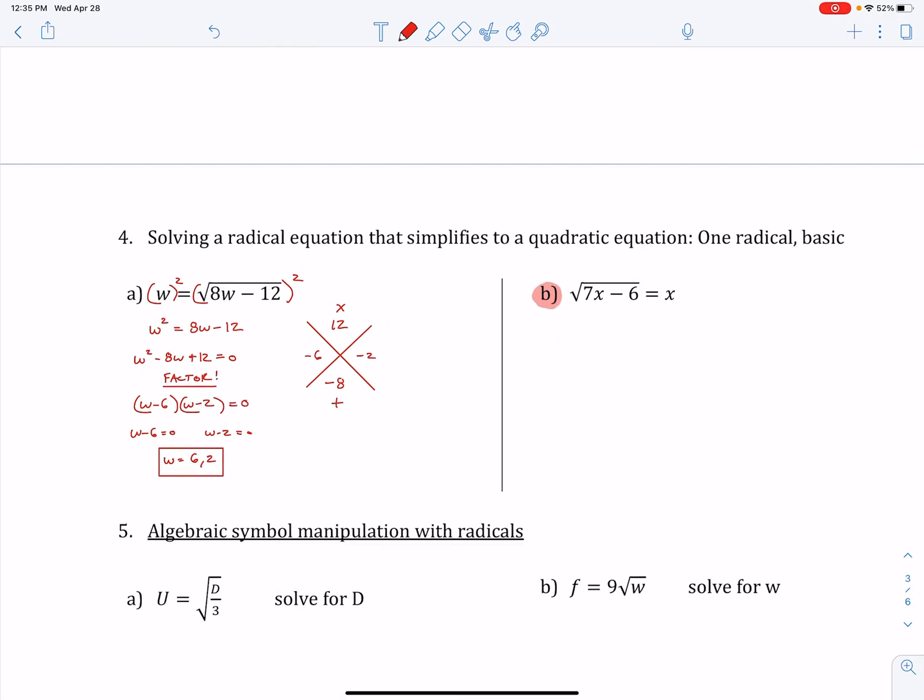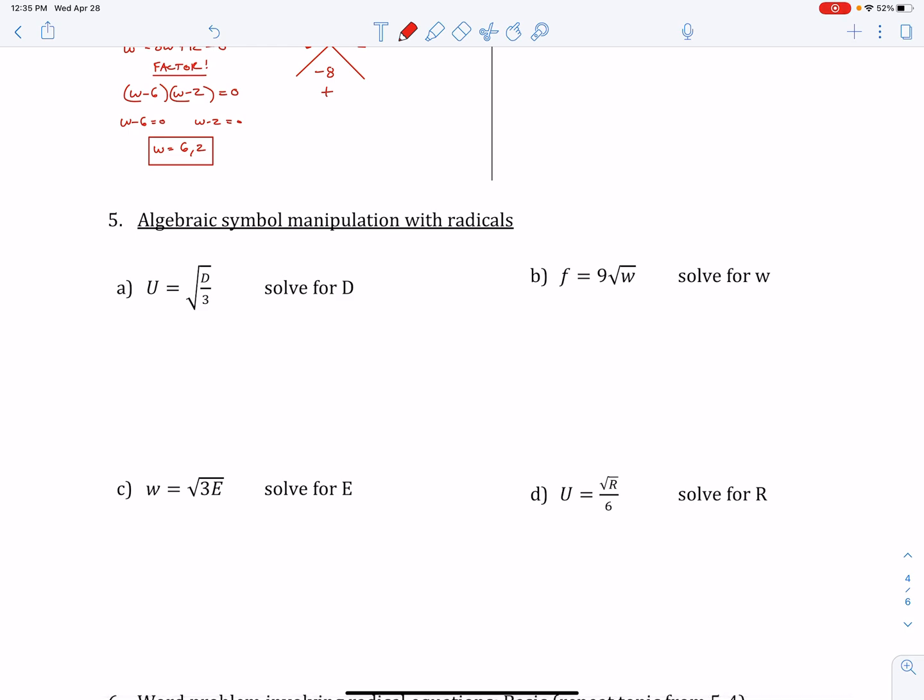You're going to do letter B on your own. It's going to be solved in the same exact manner, and we'll cover it in class if you have any questions. So now we get into something a little bit unique here. This is algebraic symbol manipulation with radicals. So I'm actually going to do all of these together, because it can be kind of difficult.